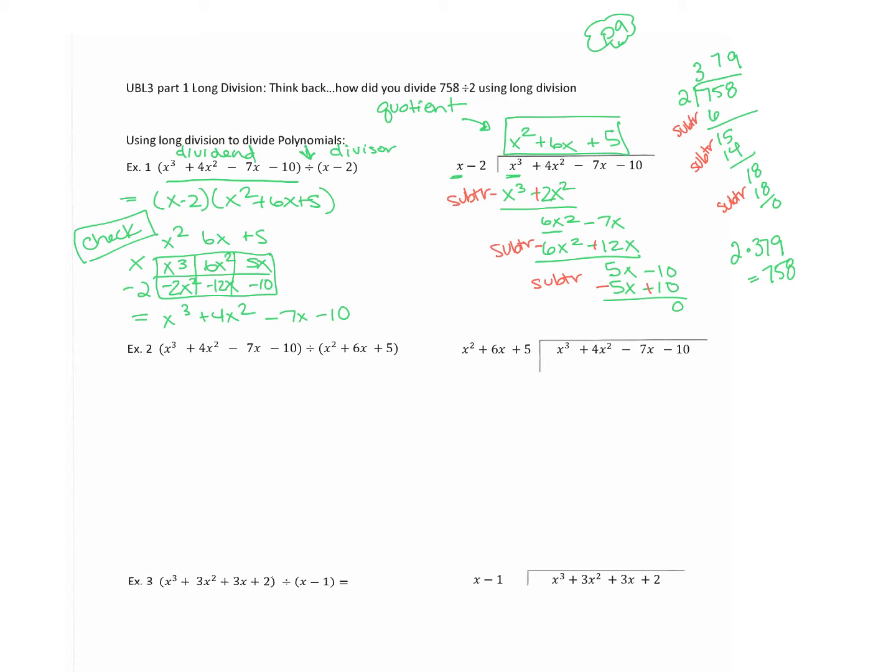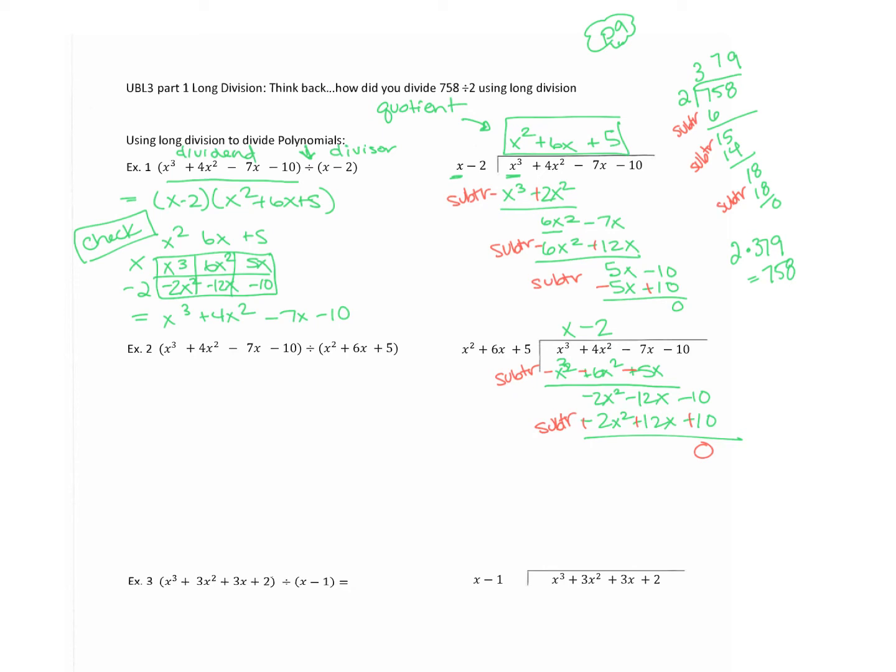So why don't you pause this video and do the second problem and come back and we'll compare our answers. Welcome back. Hopefully you got x minus 2 for your answer. Did you remember the really key step to subtract? I know, that's a tough one. You got to make sure that you remember to subtract all 3 of those terms.